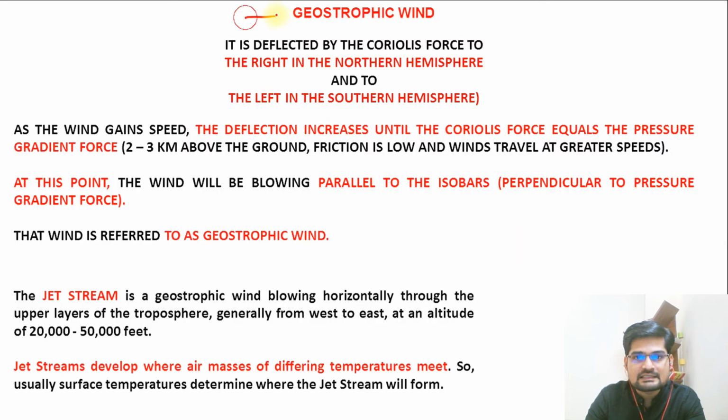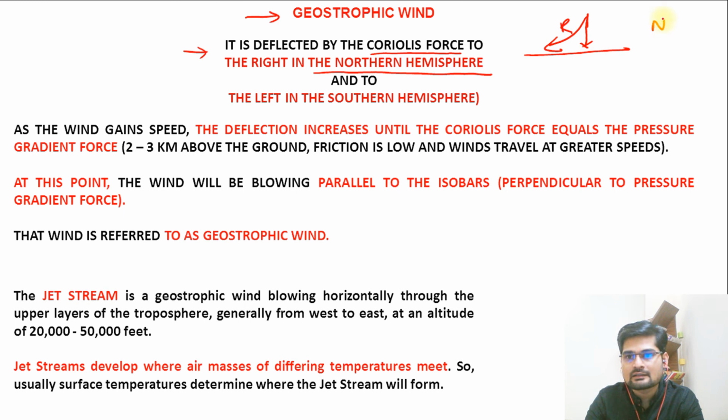So further what we see is that geostrophic wind is basically deflected by the Coriolis force to the right in the northern hemisphere. So remember, it is deflected towards the right in the northern hemisphere. So if you look into the northern hemisphere, this is the straight direction and this is the deflection. So this is right in the northern hemisphere, and what happens? Left in the southern hemisphere, right? So this is the normal rule.